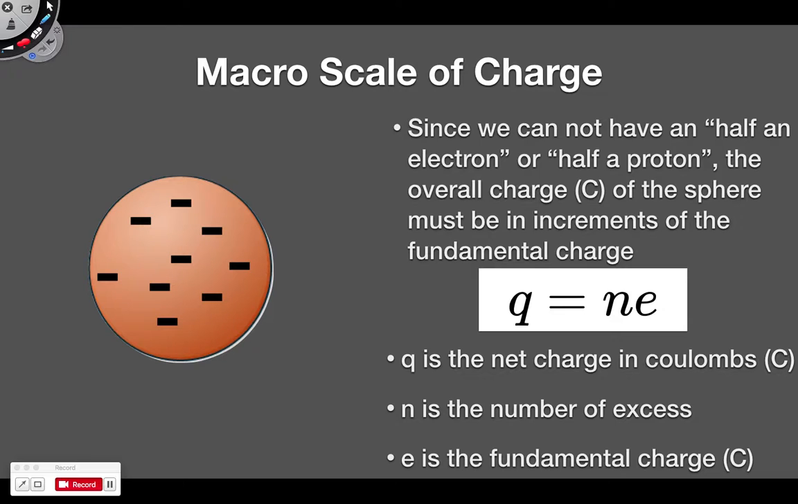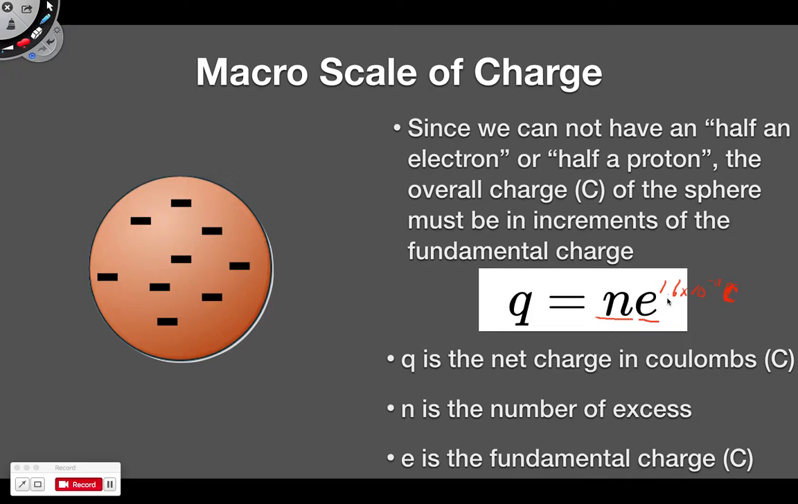And the simple equation is I take the charge of the object, which is in coulombs, and that is equal to the number of excess electrons or protons or whatever we're talking about times the fundamental charge. And again, that fundamental charge is 1.6 times 10 to the negative 19th coulomb.